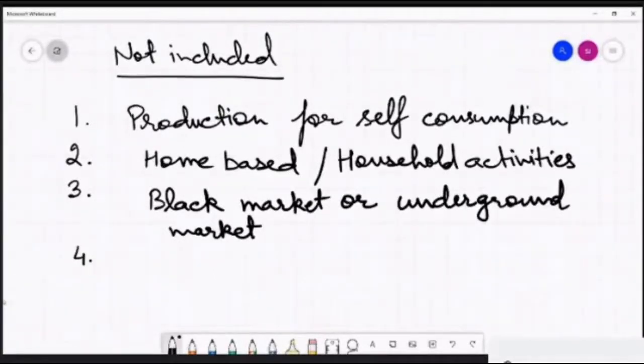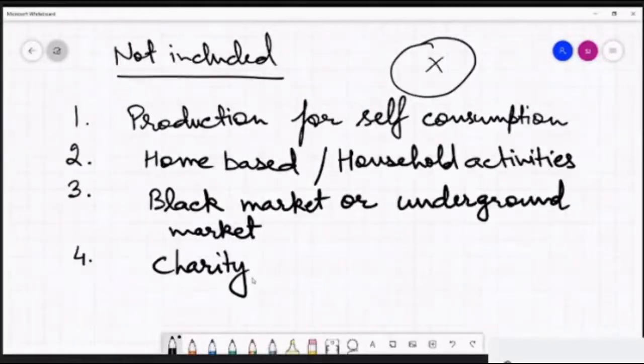That's why I wrote no. I thought that you must be thinking about this only. Charity, all which you drop in the temples or you give to people sitting outside the temples. Whatever you offer in temple, that is not part of GDP. So that is not part of the circular flow of income. It is not inside. Somewhere outside it is taking place.